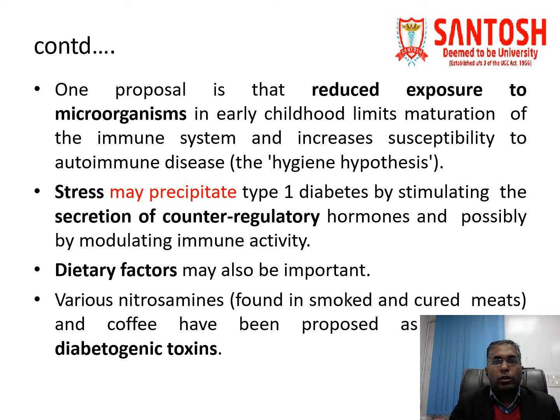One proposal is that reduced exposure to microorganisms in early childhood limits maturation of the immune system and increases susceptibility to autoimmune disease, also known as the hygiene hypothesis. Stress may precipitate type 1 diabetes by stimulating the secretion of counter-regulatory hormones and possibly by modulating immune activity. Dietary factors may also be important. Various nitrosamines found in smoke, cured meat, and coffee have been proposed as diabetogenic toxins.